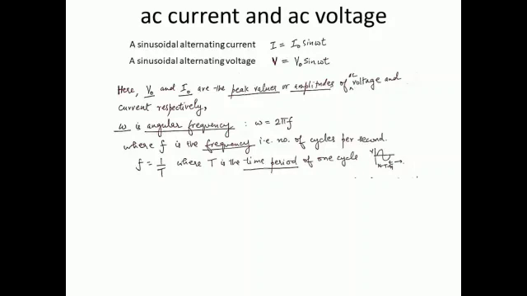Omega is the angular frequency, which can be expressed as 2 pi times f, where f is the frequency and frequency is simply the reciprocal of the time period.